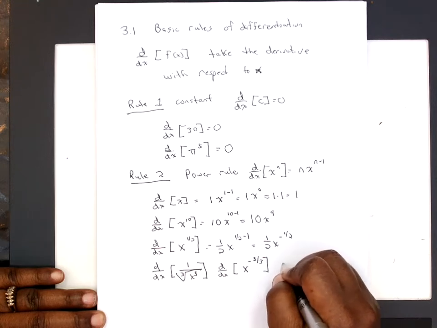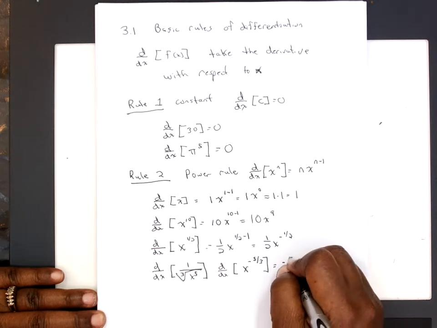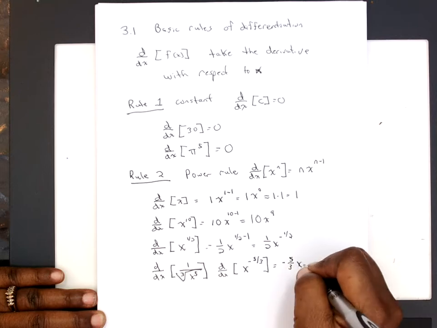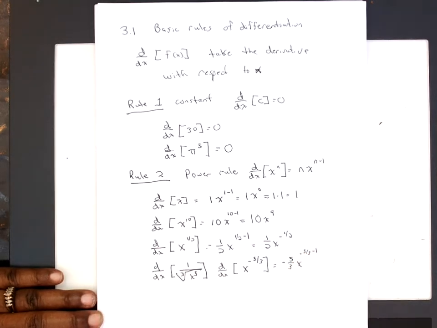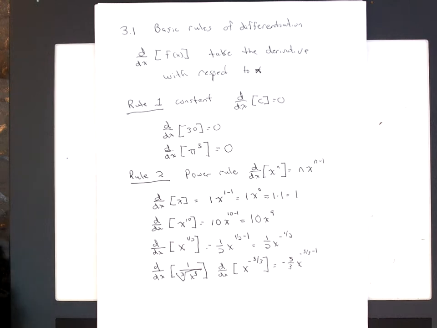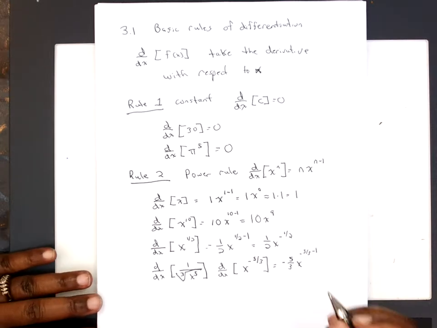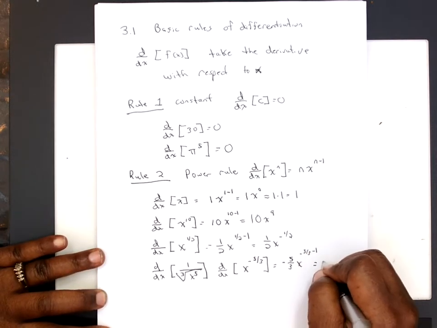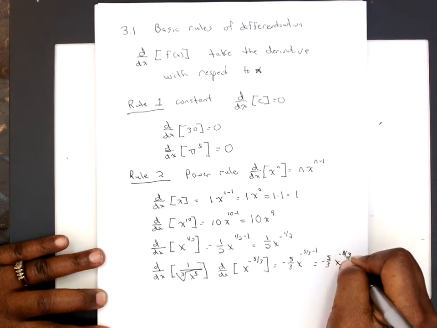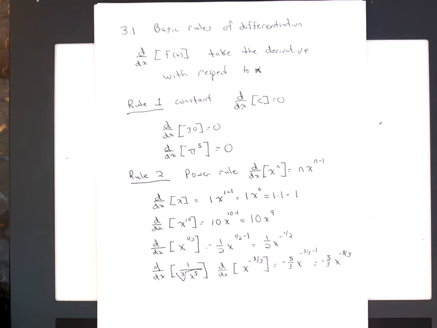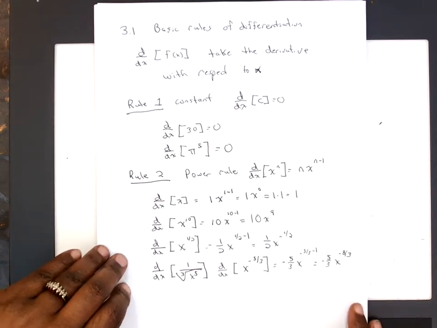So when I take that derivative, the negative 5/3 comes out front. And then I have to subtract 1 from that exponent. So negative 5/3, and then I'm going to think of that 1 as 3/3. So negative 5/3 minus 3/3 gives me a negative 8/3. And that is the final answer for your derivative.